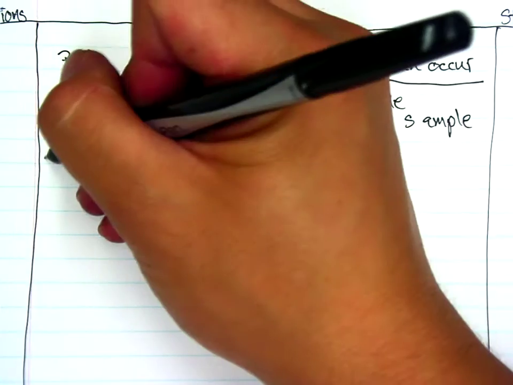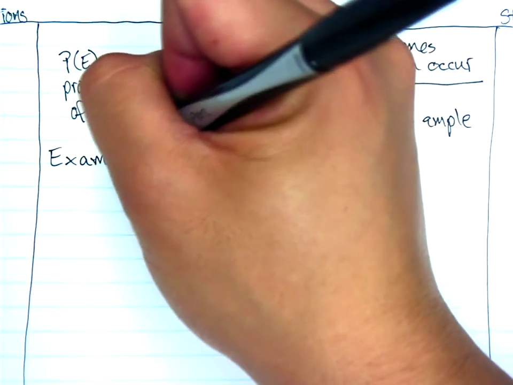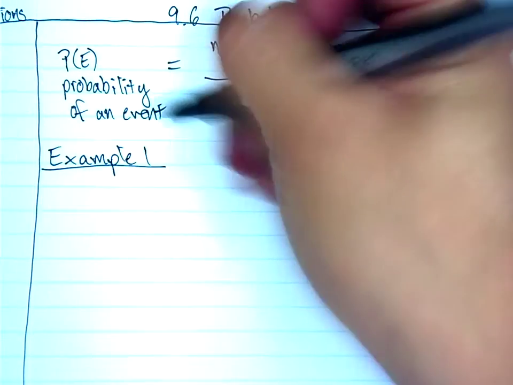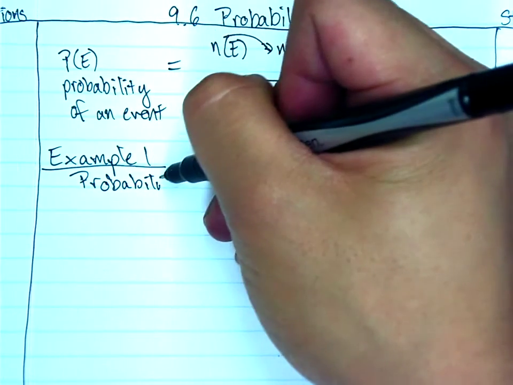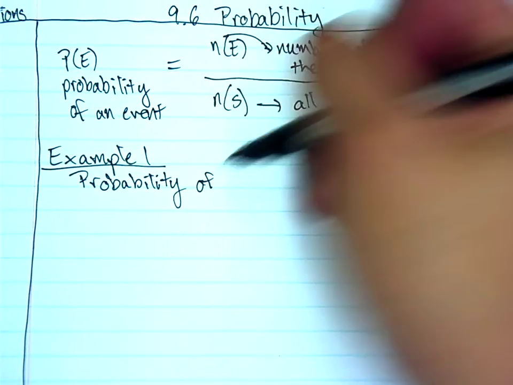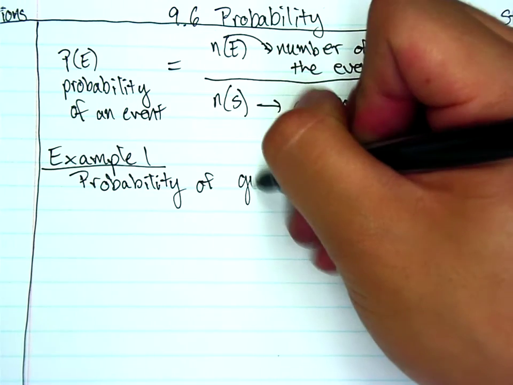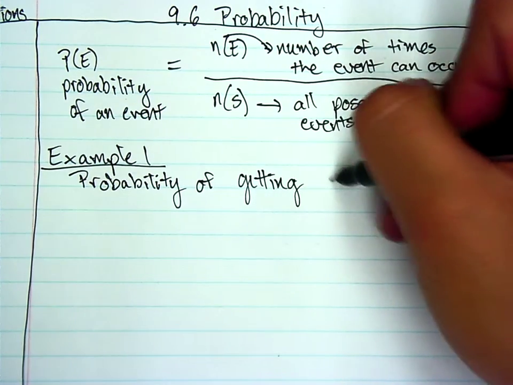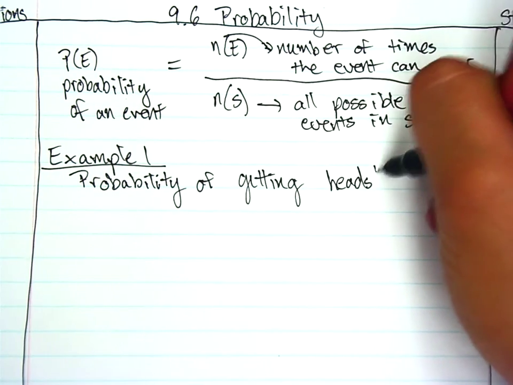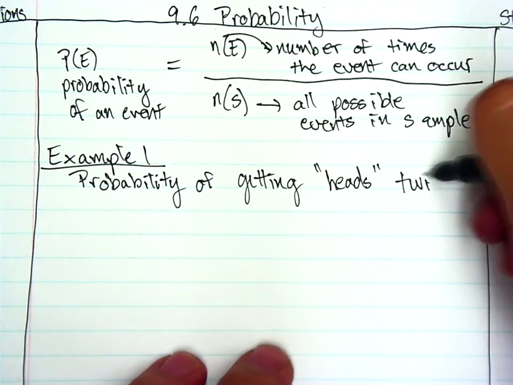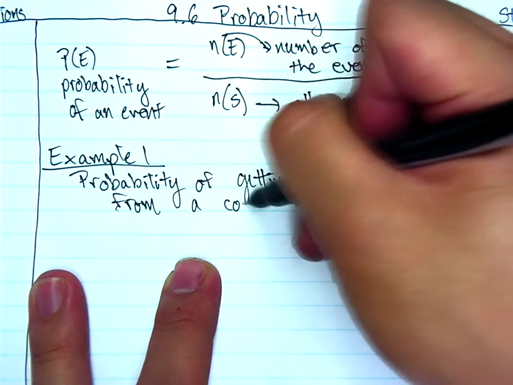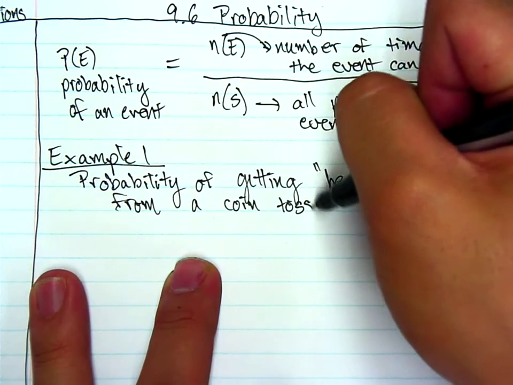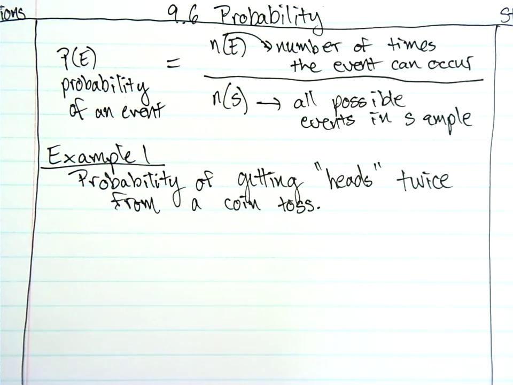All right? So with the first example, we'll keep it pretty simple. Example 1, probability of getting heads twice from a coin toss. So in this event, what we're talking about is throwing up a coin once and then throwing it up again.